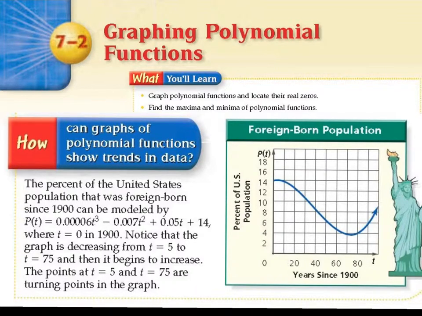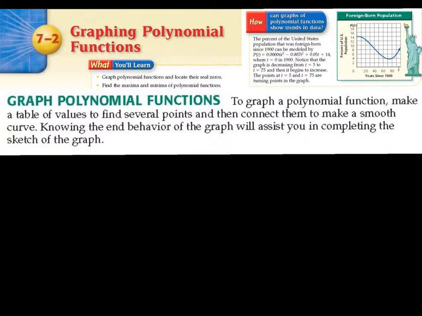Notice that the graph is decreasing from t = 5 until t = 75. At the points t = 5 and t = 75, there are turning points in the graph. To graph a polynomial function, make a table of values to find several points and then connect them to make a smooth curve. Knowing the end behavior of the graph will assist you in completing the sketch of the graph.